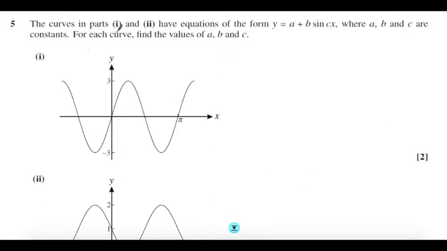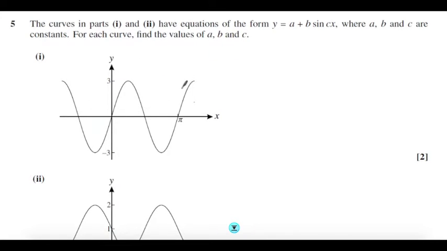Question 5. In curves part 1, part 2 of equations, y equals a plus b sine cx. Let's think about what that means. So a will shift it up and down. B will change how much it's been stretched by. It's almost like the amplitude if you're a physics student. And C will be how much it's stretched parallel to the x-axis, or it's the period or wavelength if you're a physics student. So A, B and C are constants for each curve. Find the values of A, B and C.